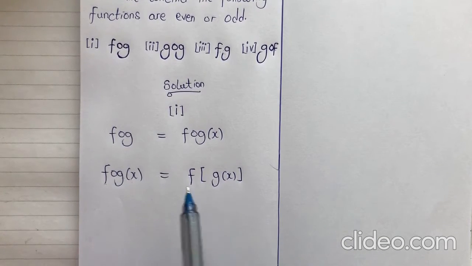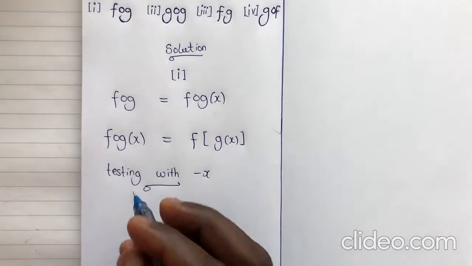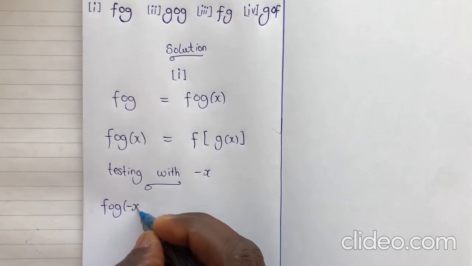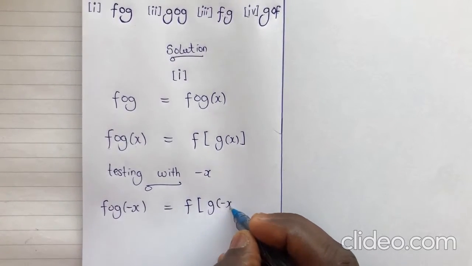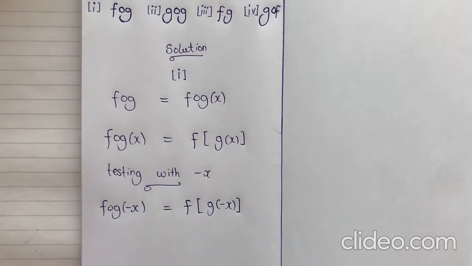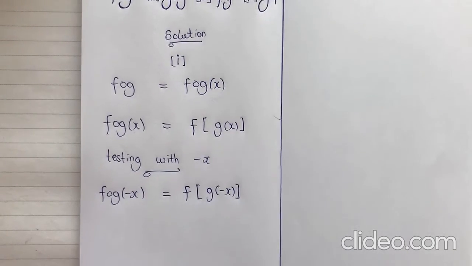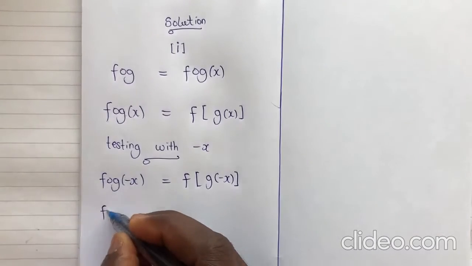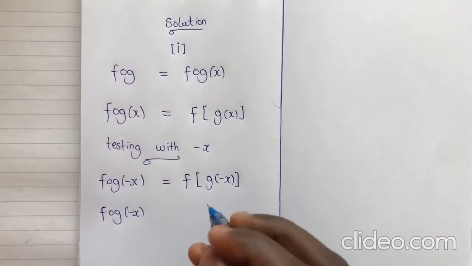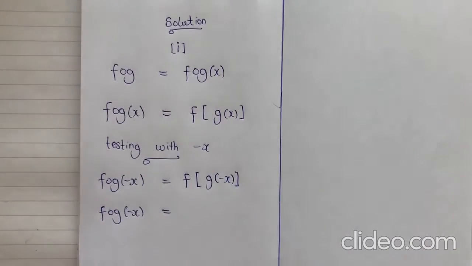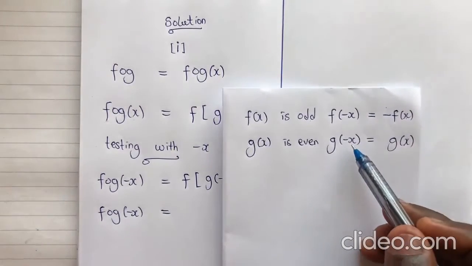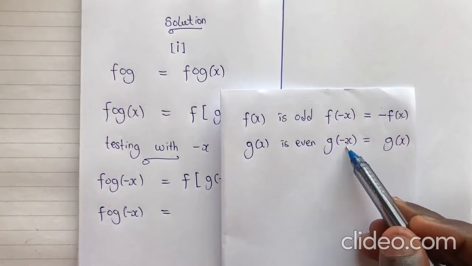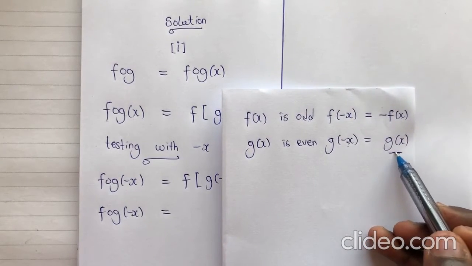Now, we test this result with a negative x. Then we have fog of minus x giving us f of g of negative x. Okay, so now we substitute negative x inside. Then what happens? We have fog of negative x giving us, then we go back to our rule. What is g of negative x? G of negative x is the same as what?